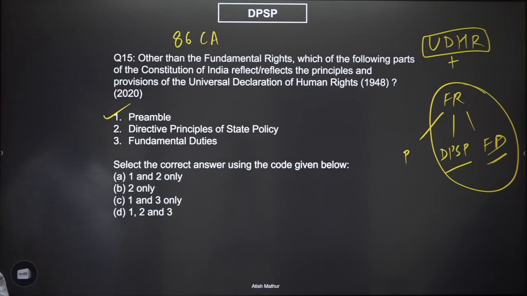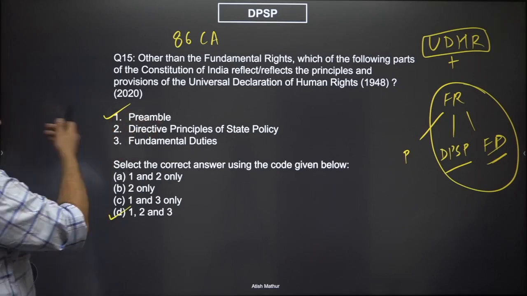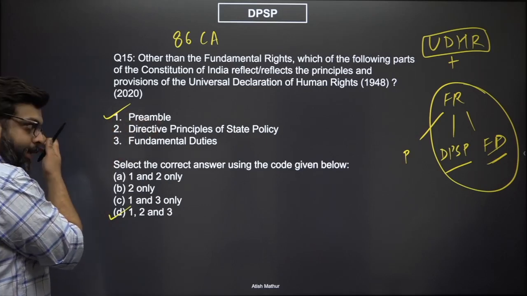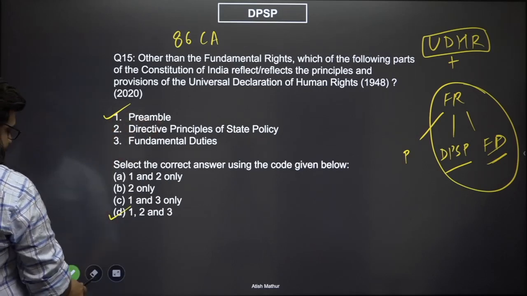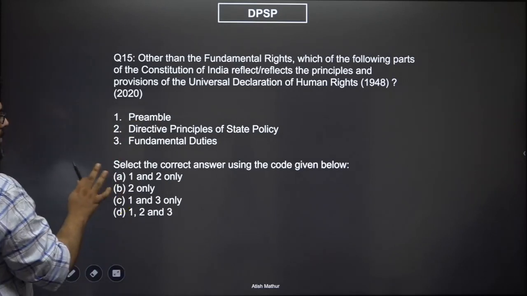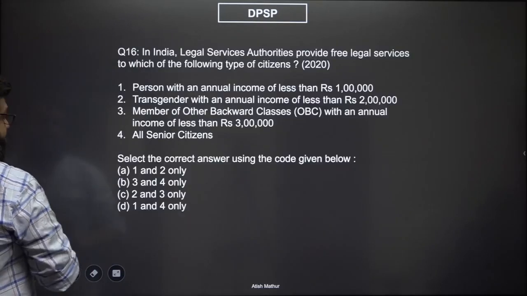So definitely your answer then becomes 1, 2 and 3, right? So preamble, directive principles and fundamental duties, all of them are correlated to each other. So therefore, yes, your answer here should be D. This was a tricky question, but could be done.